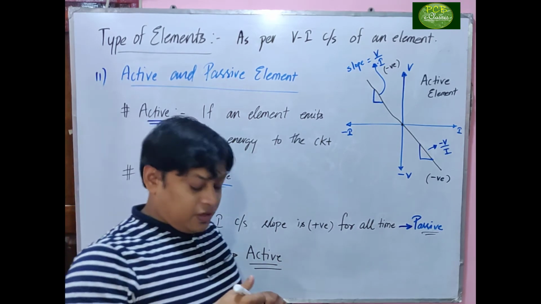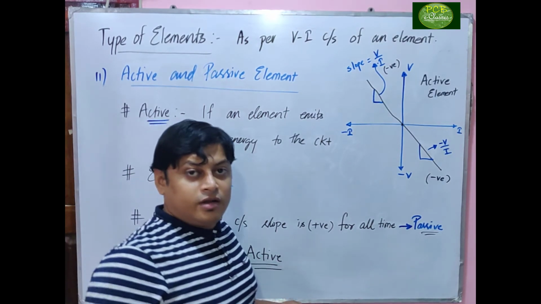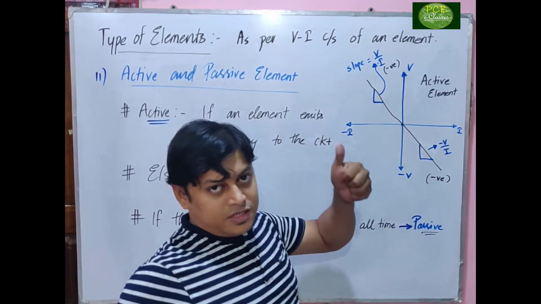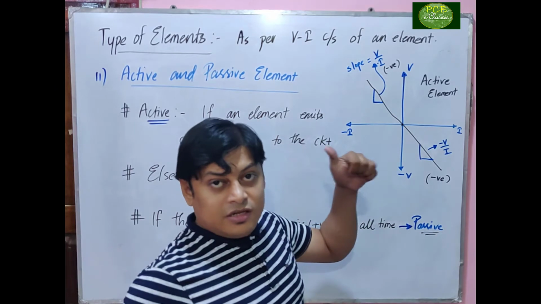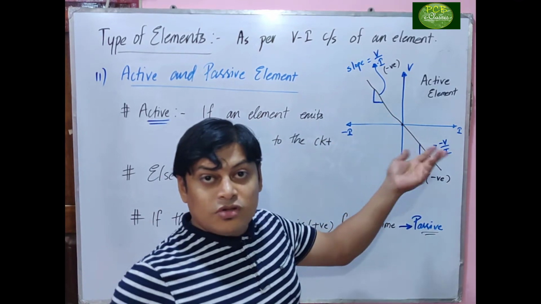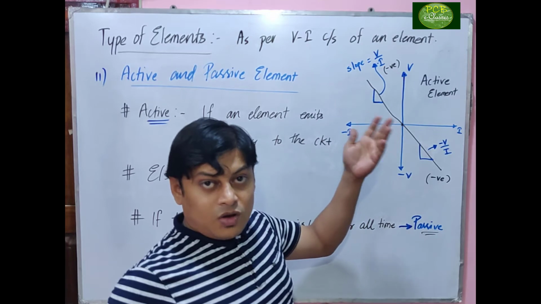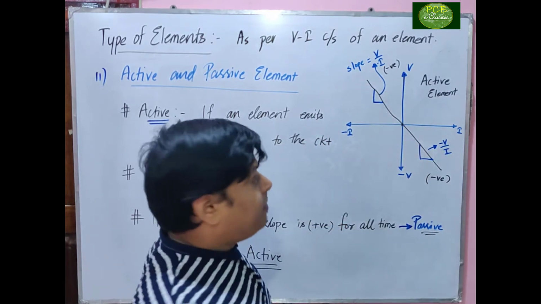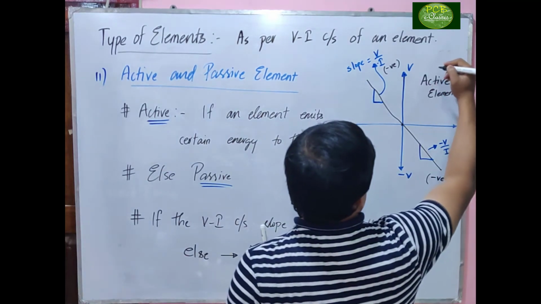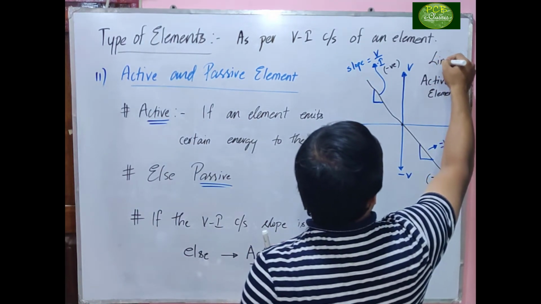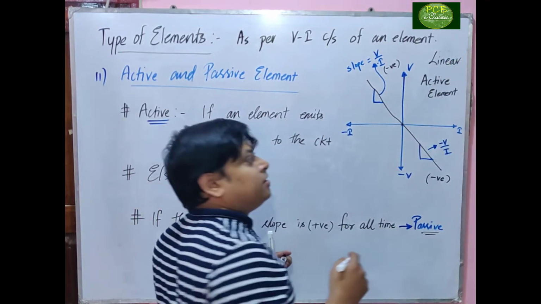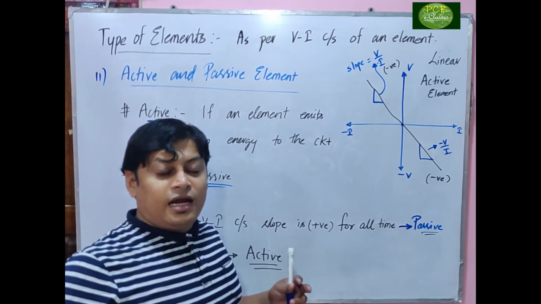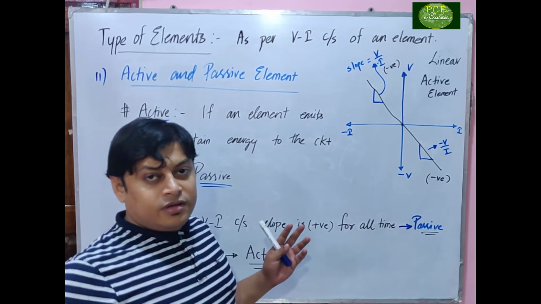We can revise the previous one. Linear and non-linear: is it having a single straight line equation? Yes. Is it passing through the origin? Yes. Does the slope remain the same for all time? Yes. That means it's a linear element also. That means what we will say? Linear active element. Clear?